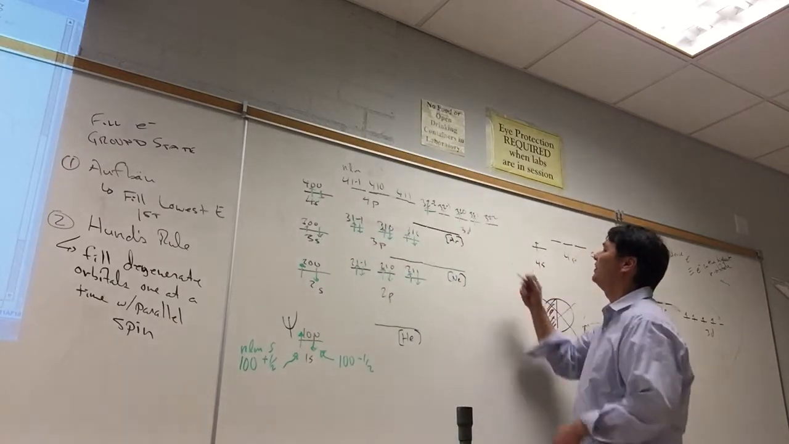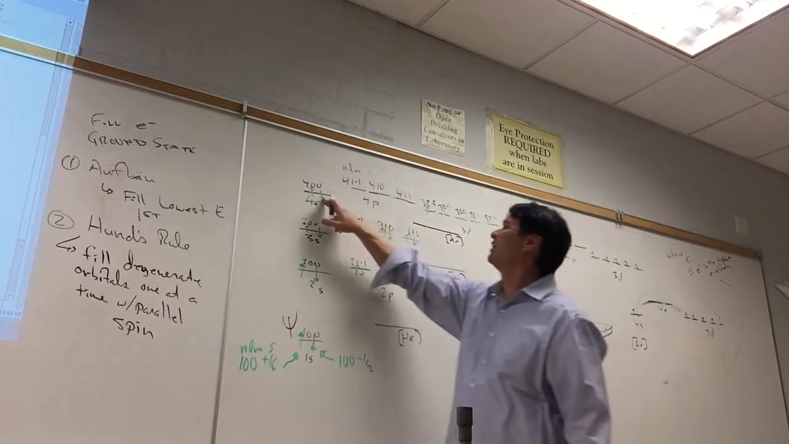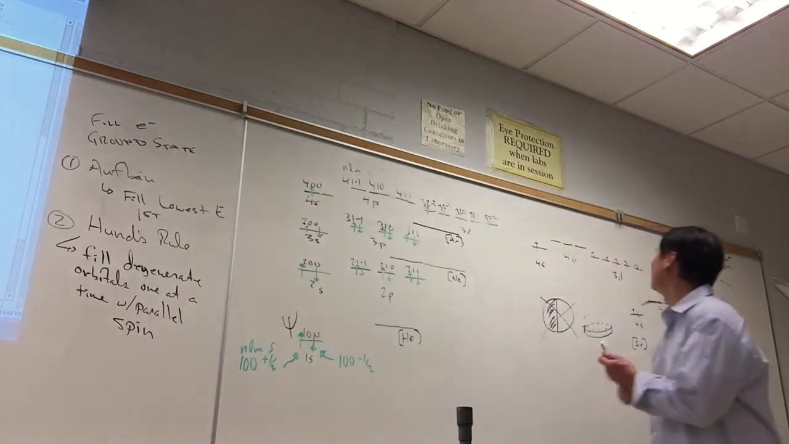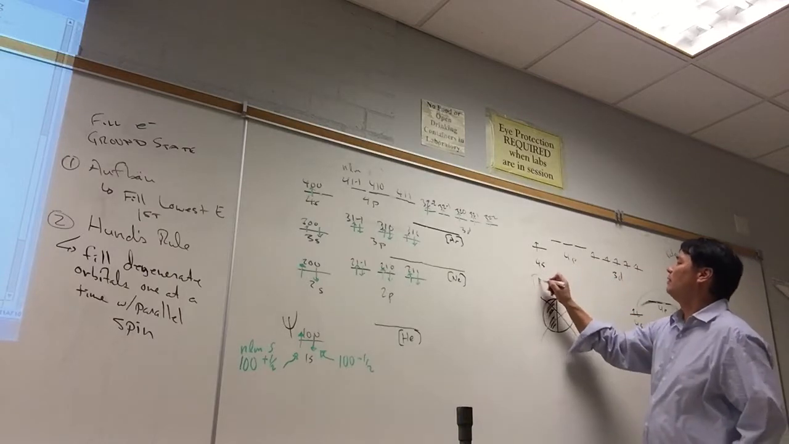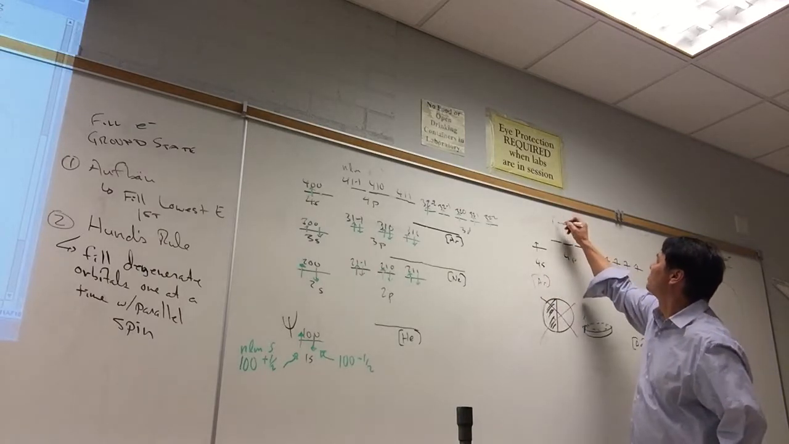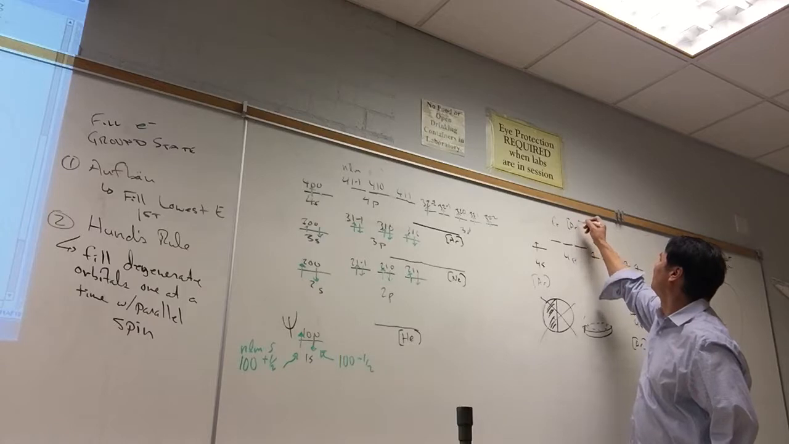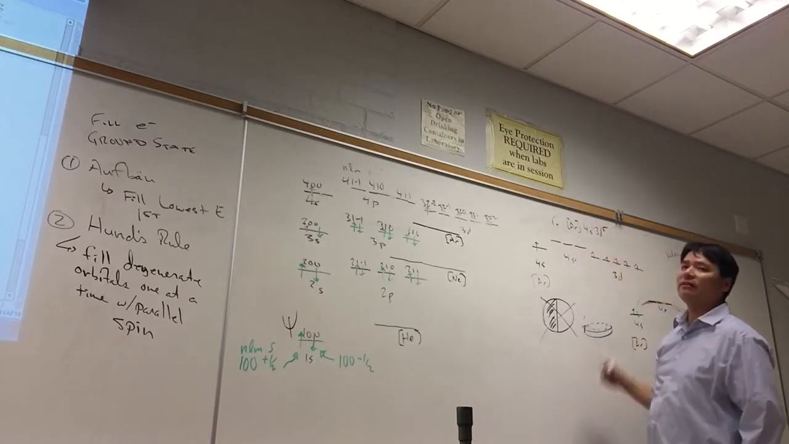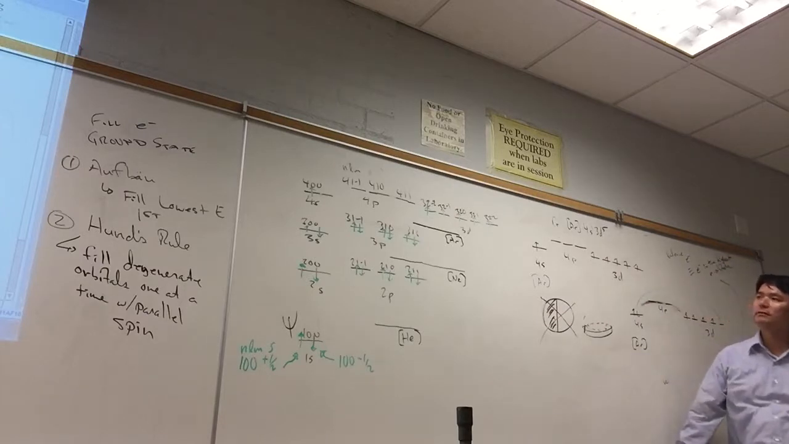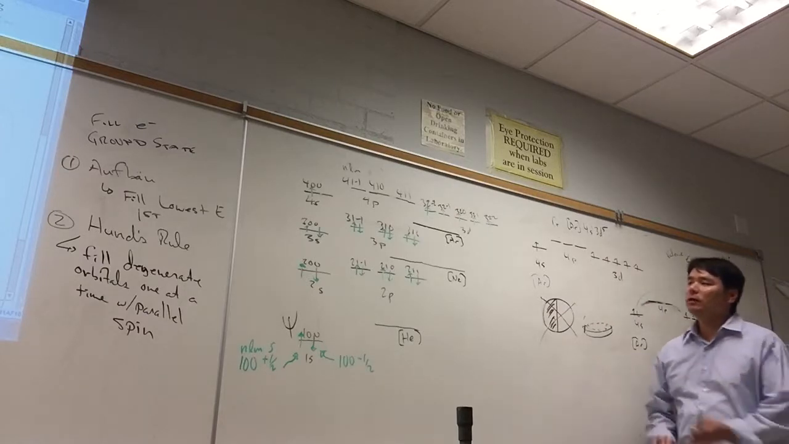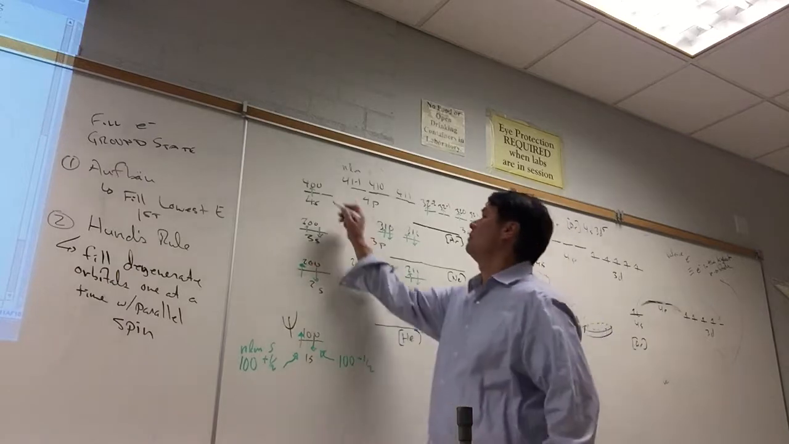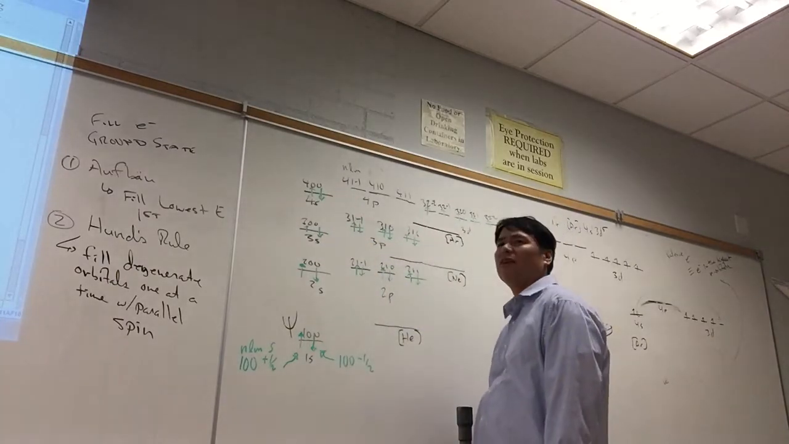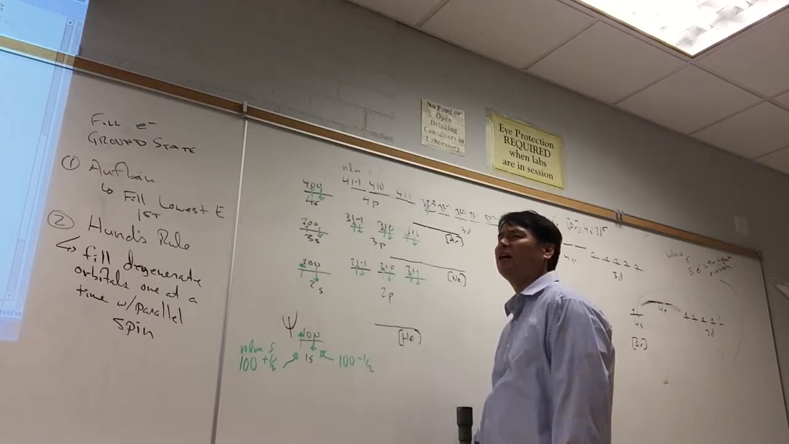Once we're past chromium, well, actually, chromium's electron configuration is going to look like this. So we have argon here. And so chromium is argon 4s1 3d5. Boom. Okay, then we go to manganese. Manganese is going to be 4s2 3d5. From manganese, we'll go to iron.